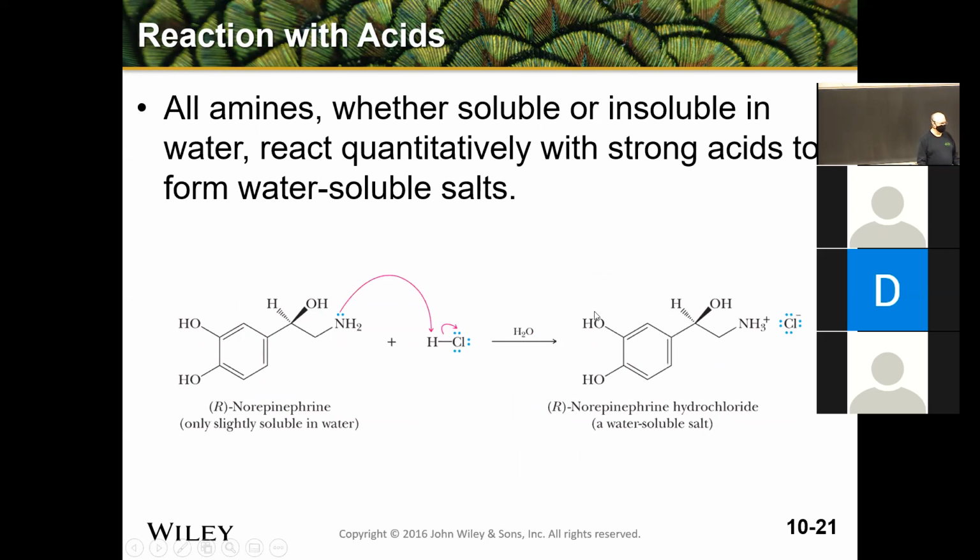Right, all amines, whether soluble or insoluble in water, react quantitatively with strong acids to form water-soluble salts. So here we have R-norepinephrine. It's only slightly soluble in water. It has a couple polar groups, these OHs, this alcohol, the amine, but only slightly soluble in water. But when the nitrogen picks up an H, say from a strong acid such as HCl, we get the hydrochloride salt, which is now much more water soluble.